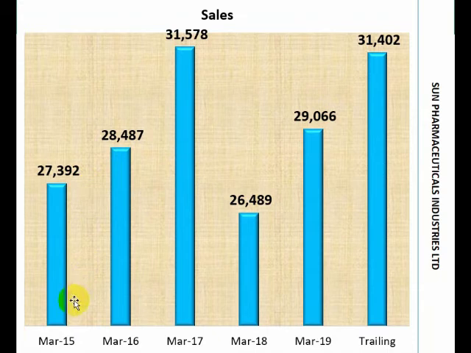Here we see from 15 till 17 it was increasing, but in 18 there was a major dip in sales to 26,000 crores. From there on again till the recent 12 months it has picked up till 31,000 crores. So it has come back to the March 17 level.